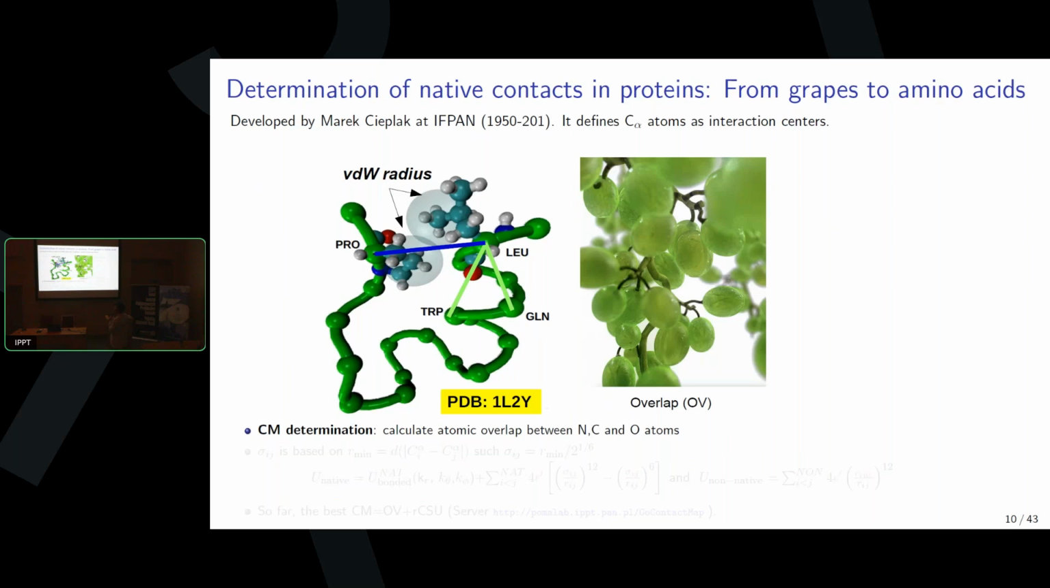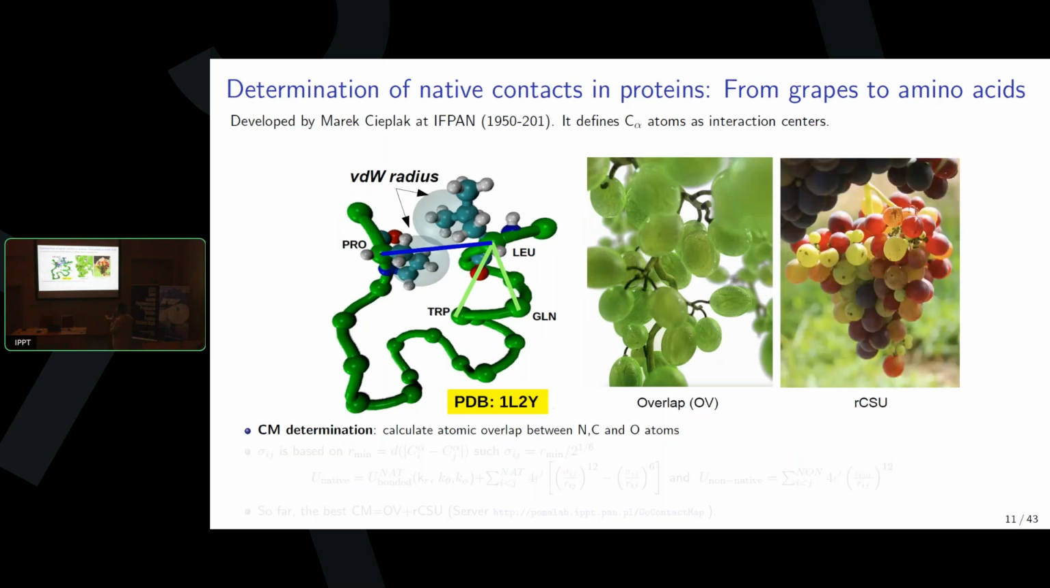Native contacts are mapped based on the interaction between side chains. Two polar or two charged amino acids will attract each other and be closer. This is called structure-based modeling. It's similar to the overlaps between graphs. And once you find an overlap, you construct a potential that basically retains the position of the two C alpha backbone atoms, right?